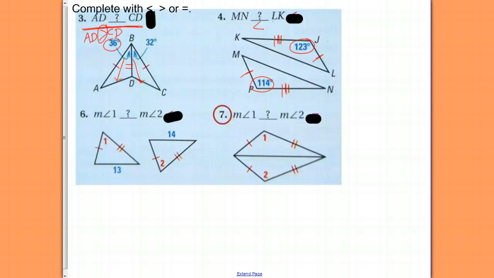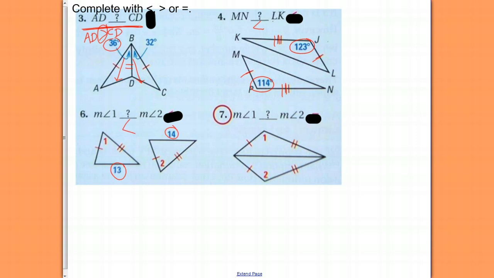So we're looking at angles 1 and 2, the angles between our congruent sides. Now we're concentrating on those third sides, 13 and 14. The question is asking, is angle 1 less than, greater than, or equal to angle 2? Angle 1 is across from the smaller of the third sides. 13 is less than 14, so that means angle 1 is going to be smaller than angle 2. So our answer is less than.